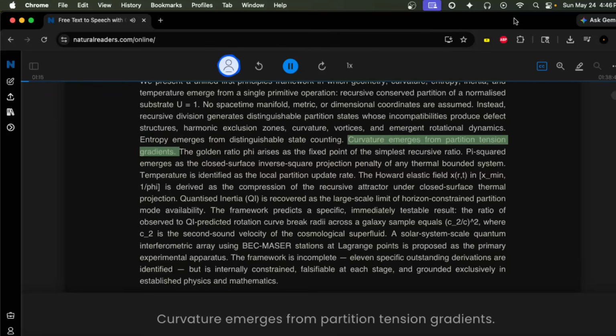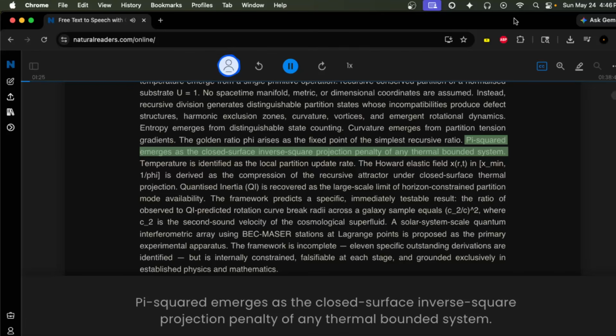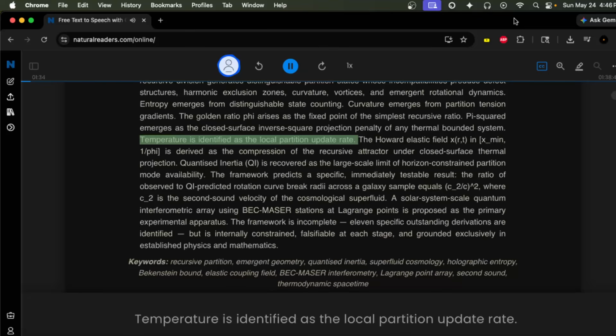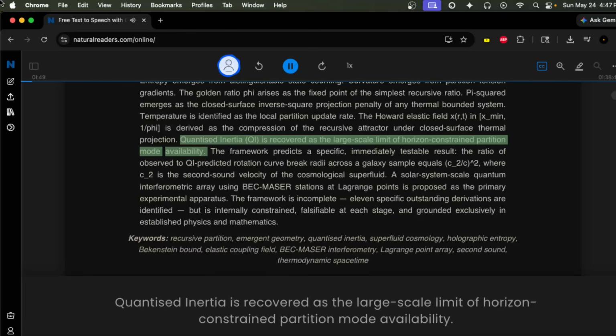Curvature emerges from partition tension gradients. The golden ratio phi arises as the fixed point of the simplest recursive ratio. Pi squared emerges as the closed surface inverse square projection penalty of any thermal bounded system. Temperature is identified as the local partition update rate. The Howard elastic field Xin is derived as the compression of the recursive attractor under closed surface thermal projection. Quantist inertia is recovered as the large-scale limit of horizon-constrained partition mode availability.